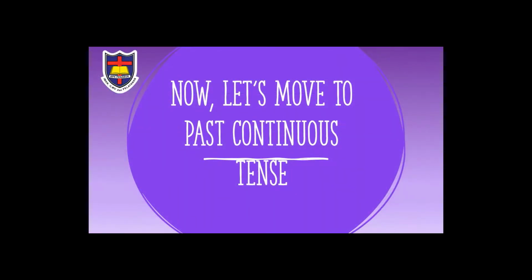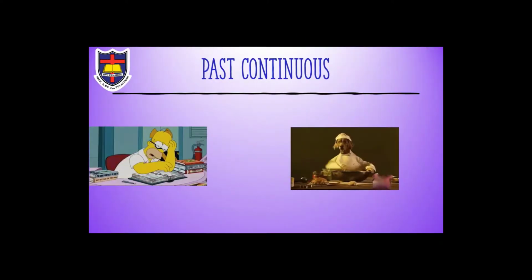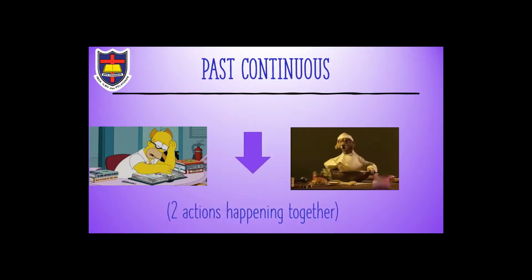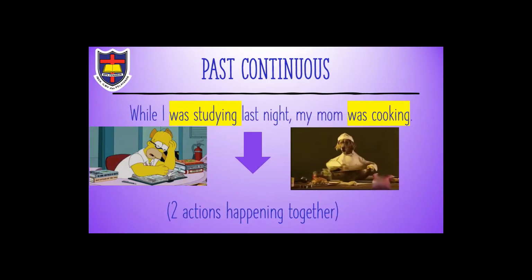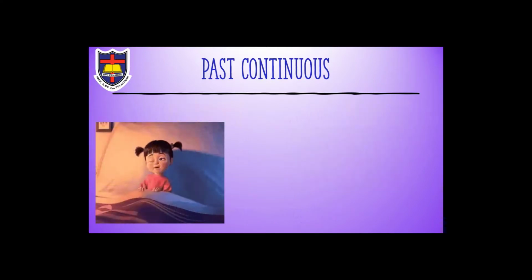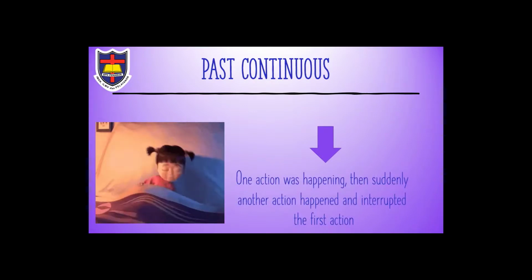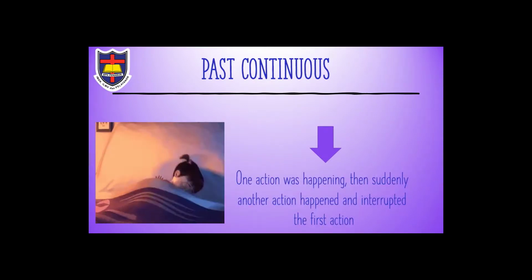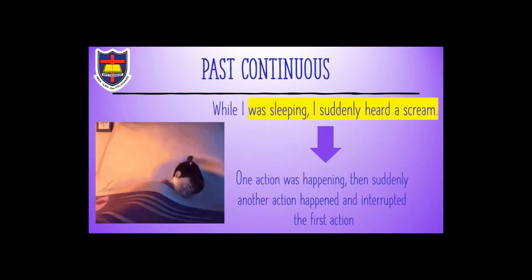Now, let's move to past continuous tense. Past continuous tense is used for telling about two actions that were happening at the same time in the past. Past continuous can also be used for telling about one action that was happening, then suddenly another action happened and interrupted the first action. For example, while I was sleeping, I suddenly heard a scream.